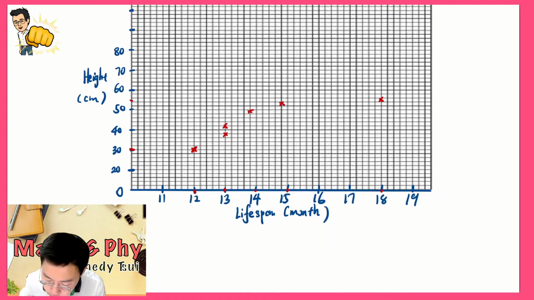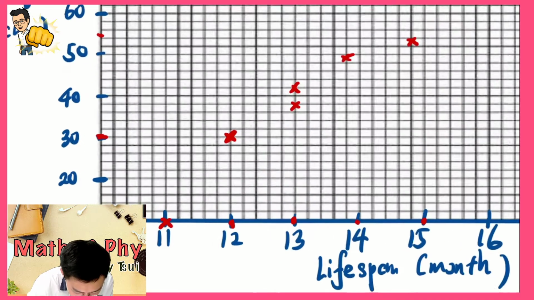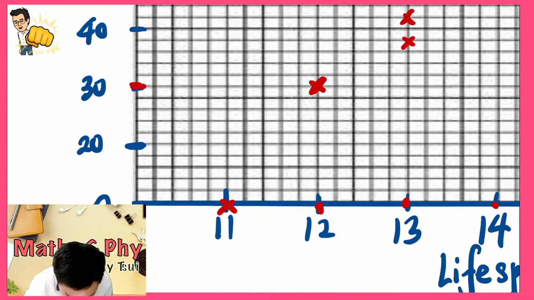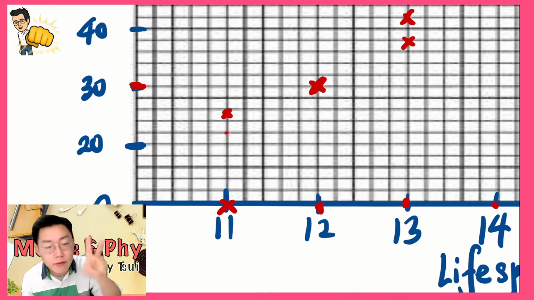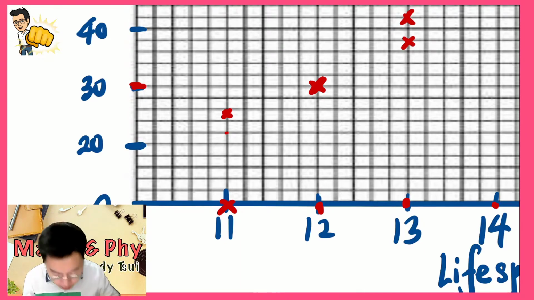And then for G, it is 11 lifespan. So we find out G, 11 is here, and then the height is 25. So 25 should be, here is 22, 24, and then 25. Let me remind you again, one grid represents 2 cm for the vertical line.